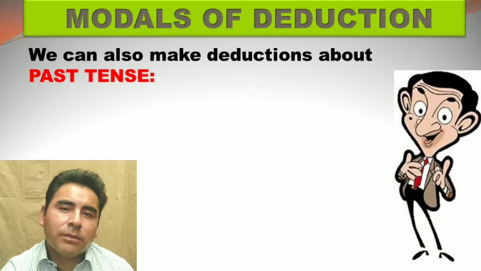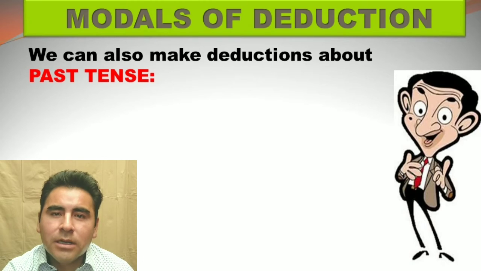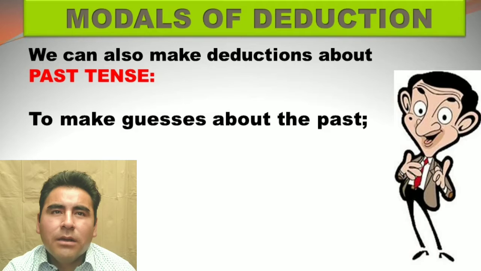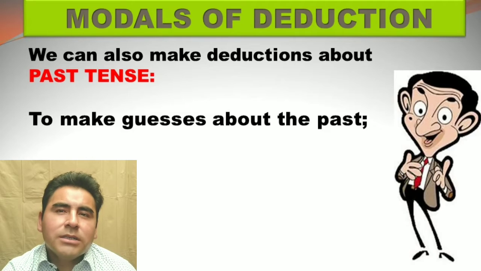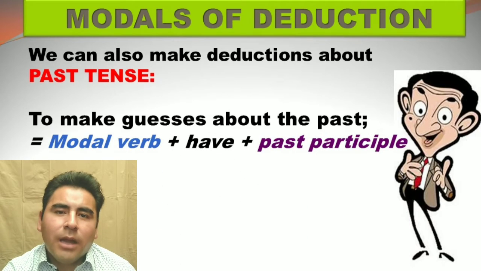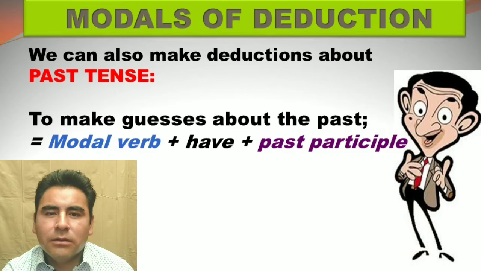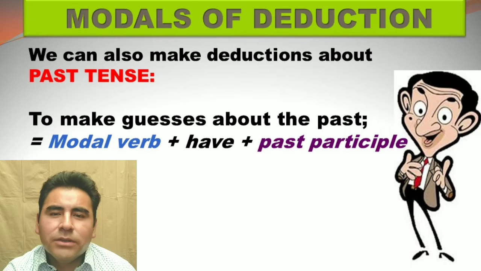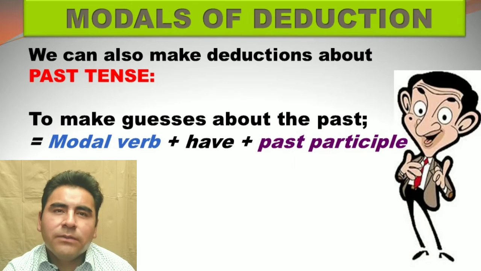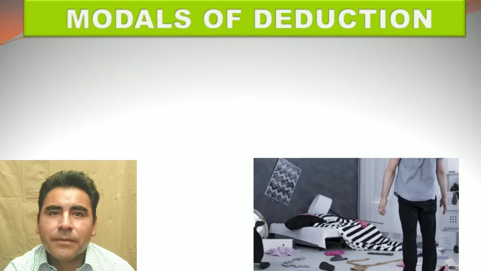But now we're going to talk about the past tense. It is also possible to make different predictions in the past tense, okay? To make guesses about the past. How do we formulate the modals of deduction in the past tense? First of all, we start with a modal verb plus have and the past participle, okay? Very easy, don't forget about that structure.